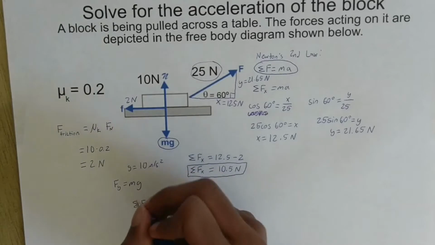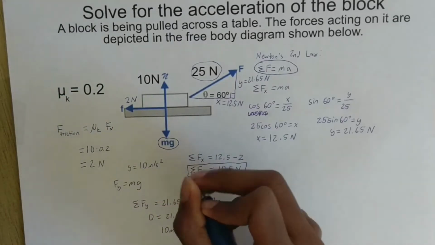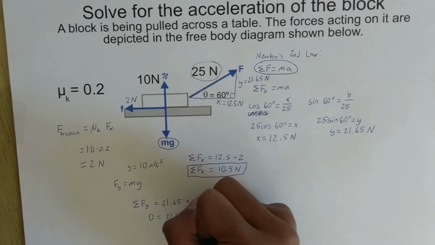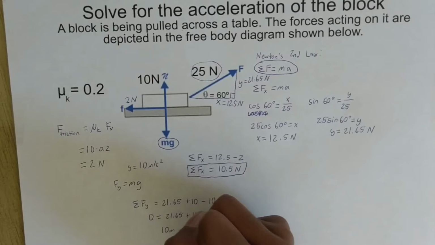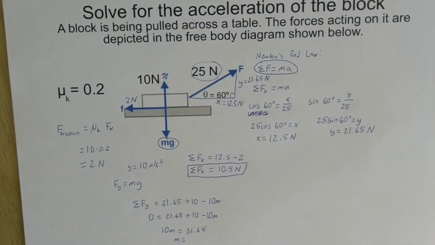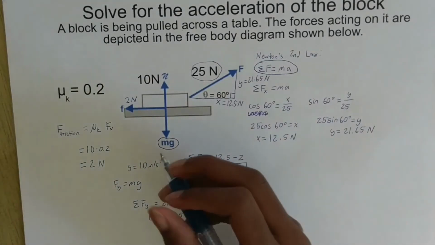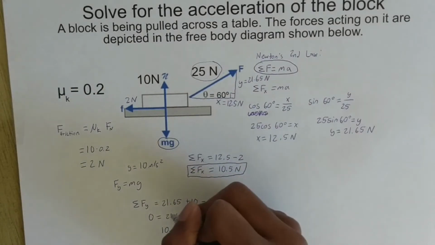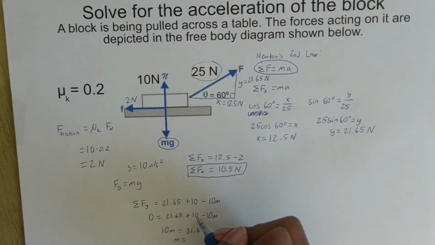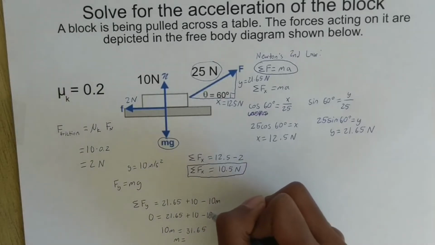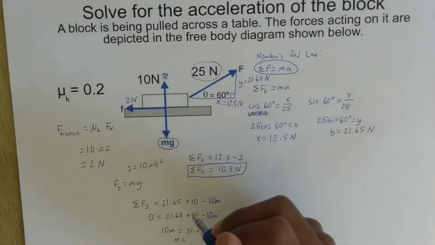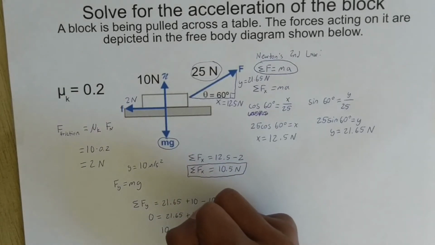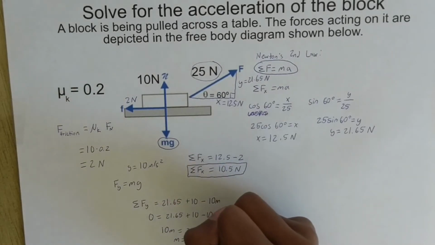And if we add this term to the other side and combine these two, so our mass is equal to, we added this 21.65 plus 10 to get 31.65. Then we added this 10m term to this side. And now we're going to divide by 10 on both sides. So dividing by 10 we get m, and dividing by 10 we get about 3.17 kilograms.